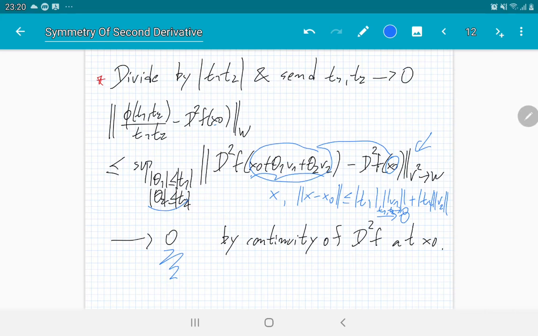Now we've shown that we've reduced everything, so we wanted to bound this quantity, and in the end it was only a continuity estimate for the second derivative, which we know is continuous, so this goes to 0, and everything's fine. Because now I know that this guy here is upper bounded by something that goes to 0, it's also lower bounded by something that goes to 0, so it goes to 0. And that's it.